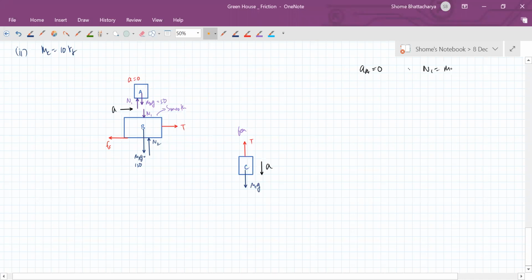N1 is just equal to weight and all that. So that's all the same. N2 is 200 newtons. Okay. But the other thing is now this will change from static to kinetic friction. So this will become equal to kinetic friction, which is mu N2. So that is 80 newtons, as we saw.